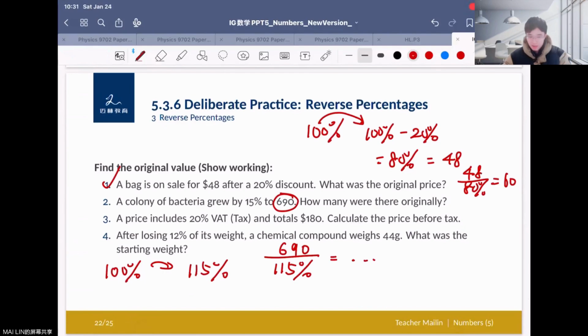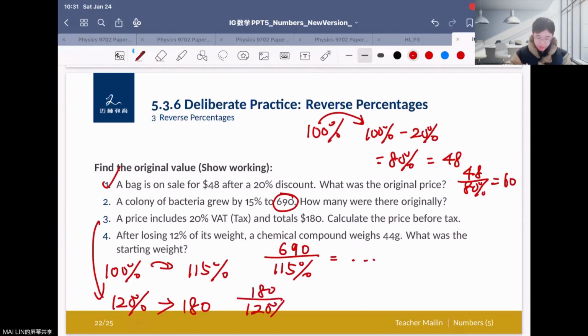The third question is that a price includes 20% tax and totals 180. Calculate the price before tax. The original price is 100%, and after a 20% increase, it becomes 120%. So the answer equals 180 over 120%, which is $150. That is the third problem.